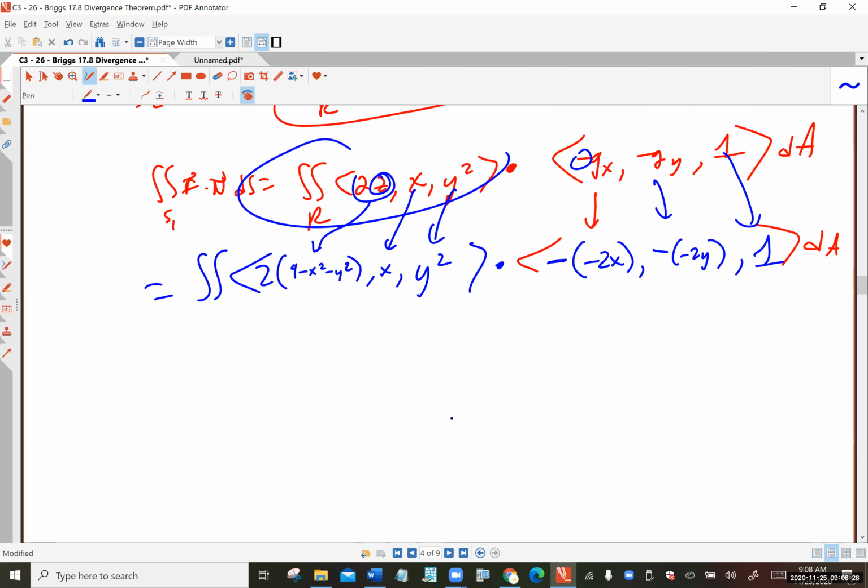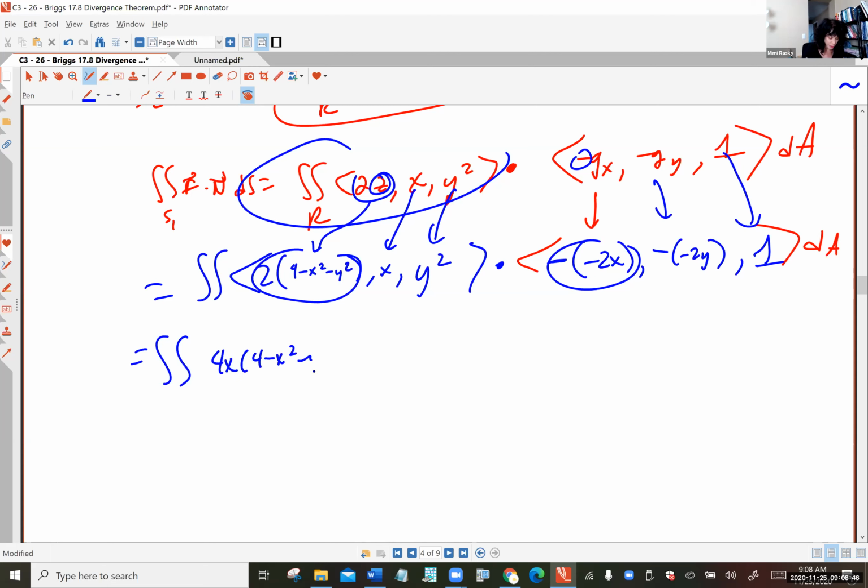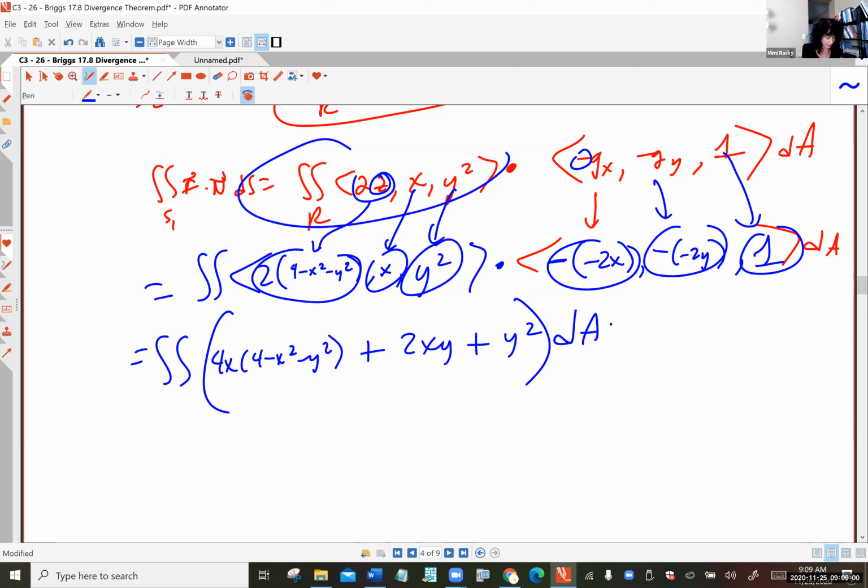Okay, now let's do some dot product. What's the verb for dot product? Dot producting? That's bad grammar, but what the heck? Let's actually do the dot product. So you have this guy times this guy. So 2 times positive 2x is 4x, and we'll worry about distributing that 4x later. And then multiply the two middle components together, fine. So we're going to add 2xy plus, and then you're going to multiply the last components together, fine. And this whole mass over the region.